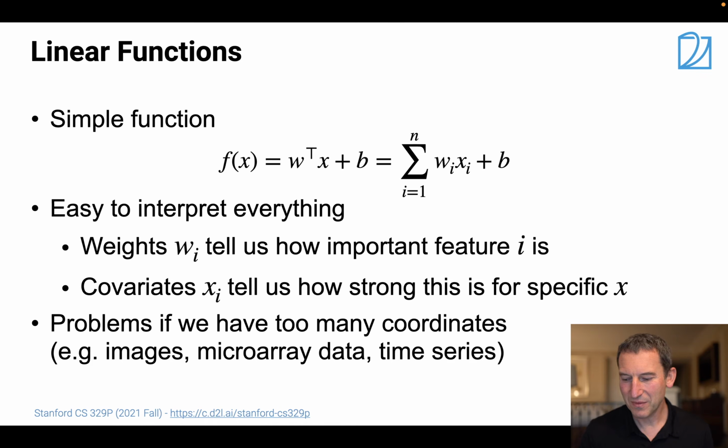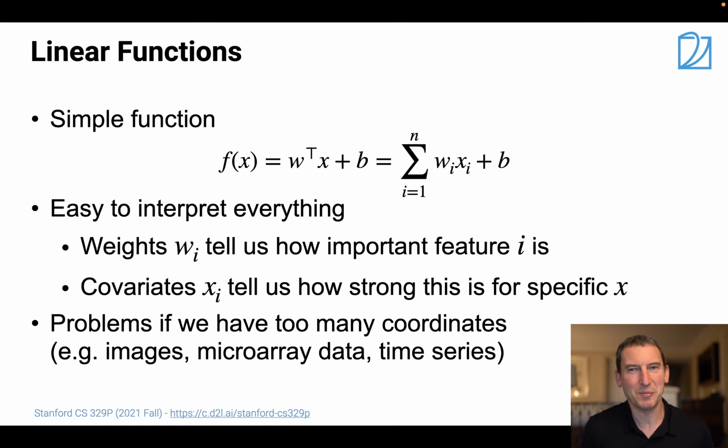And so, in other words, the weights tell us how important some feature is, and the covariates x_i tell us how strong this is for a specific x. Now, that sounds really great, but we still have problems. So for instance, if you have images, okay, it's pixels.